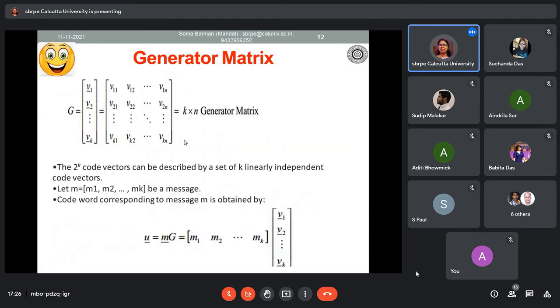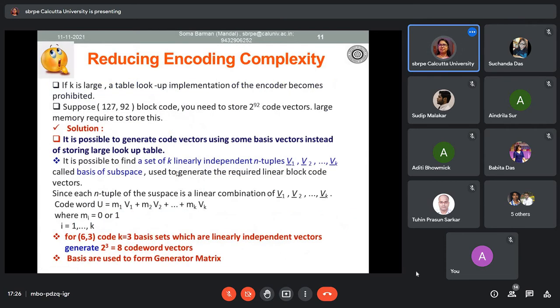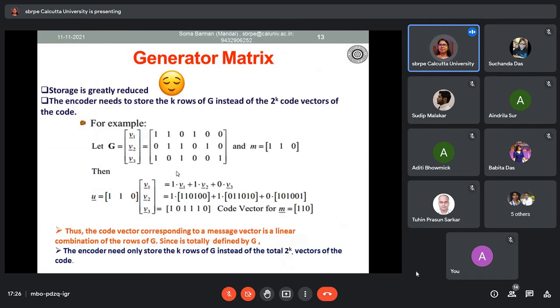How are we choosing these? This is nothing but chosen from the 2 to the power 3, that means 8 code words. From the 8 code words, only 3 we are choosing, and these 3 should be linearly independent. They are basis vectors and they are linearly independent. If we add these 3 basis vectors, the result does not give another basis vector. So that's why we are choosing these.